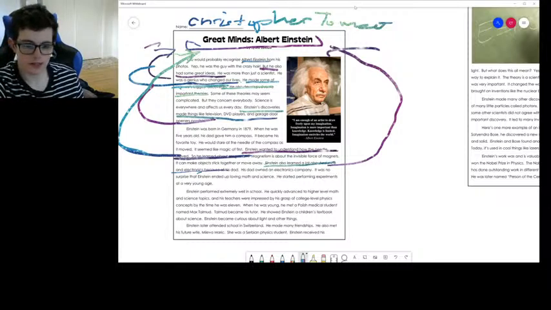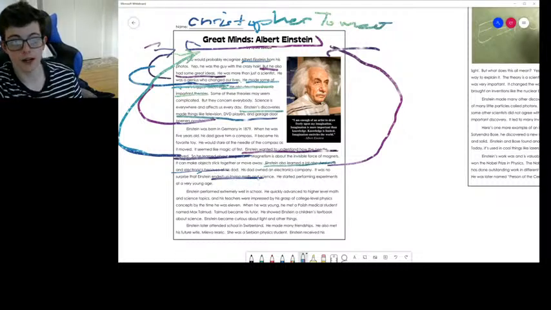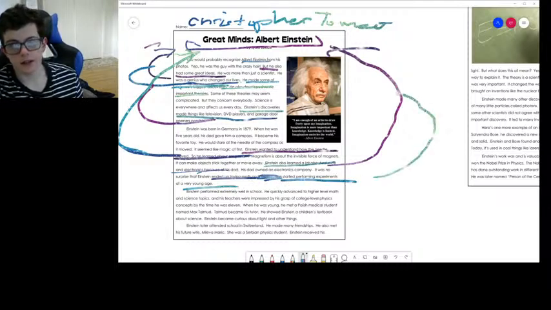It was no surprise that Einstein ended up loving math and science. We don't need to underline the whole part of the sentence, just ended up loving math and science. And fueled his desire to be a great mind. He started performing experiments at a very young age. This indicates that he was a great mind as he can handle such experiments at a young age.